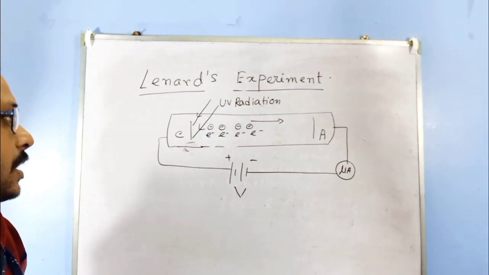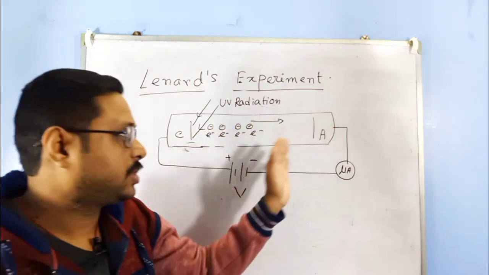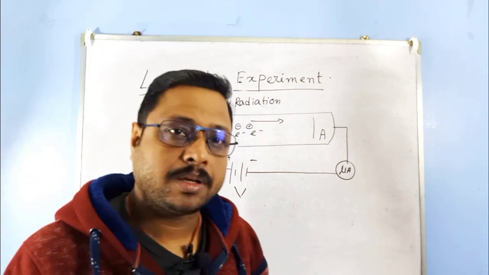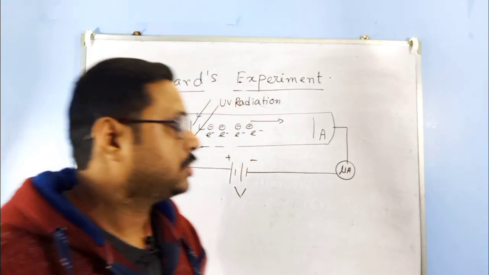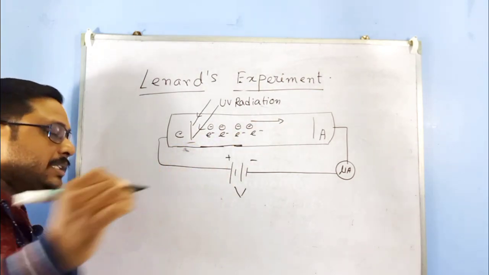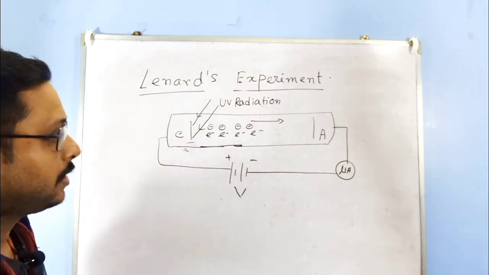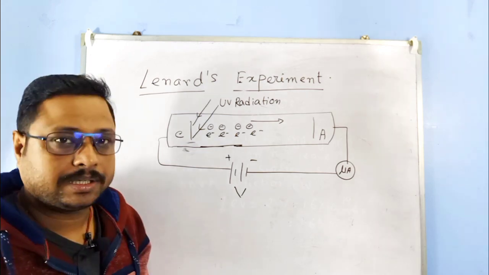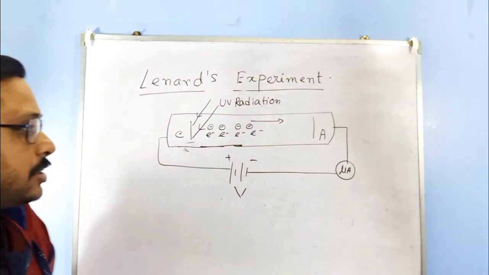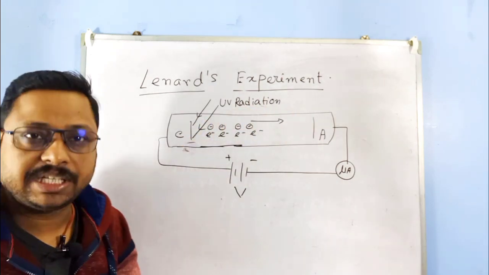From this, he concluded that a negatively charged particle was attracted towards the anode, because the potential of the anode is positive. So, he assumed that some negatively charged particles were moving from cathode to anode. As a result, a current flows in the circuit. Three years before Lenard's experiment, the big scientist J.J. Thomson had already discovered the electron. So, he knew that this particle is obviously the electron.